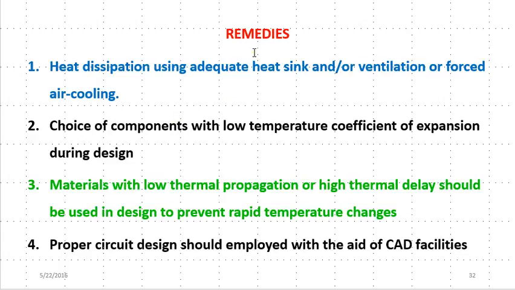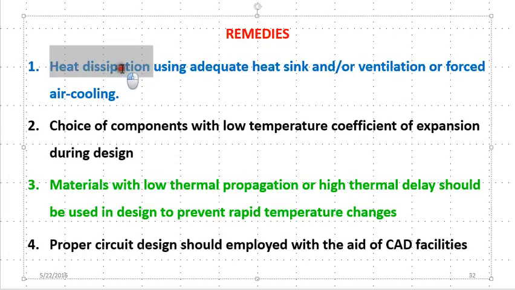So since we have seen that the atmospheric temperature has an effect on the system, what are the remedies? How do we take care of this? The first thing is to make sure that the heat is dissipated, that is, removed from the electronic system, either using a heat sink, which is a metallic conductor attached to a component that generates heat so that it will take it out, or through ventilation, that is providing openings in the casing, or using forced air cooling using fans and similar devices.